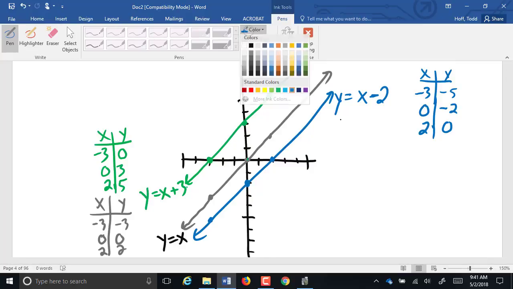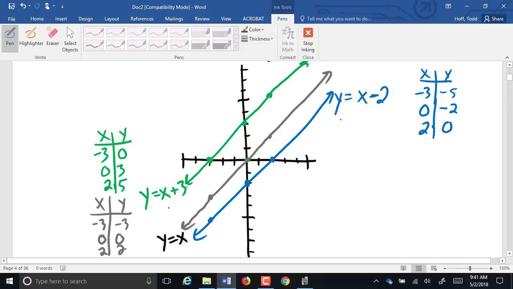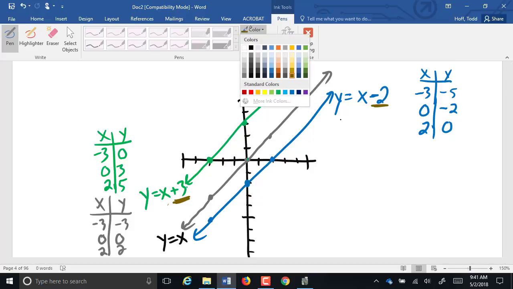So adding to our number moves it up that many spots. Subtracting from x moves it down that many spots. So far, though, they're still at that same angle across the graph, that 45-degree angle.